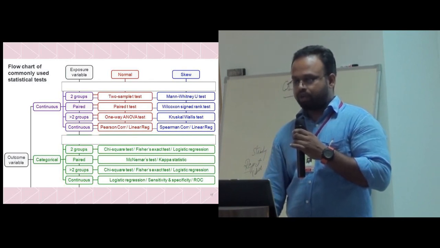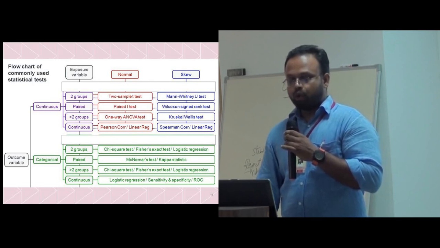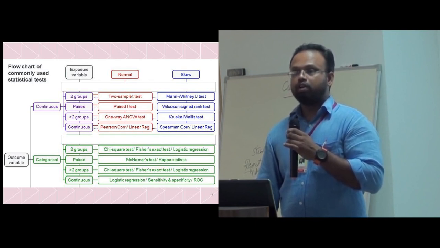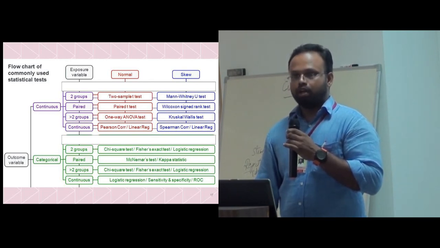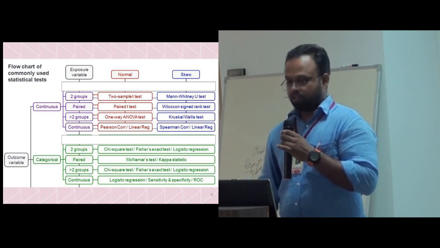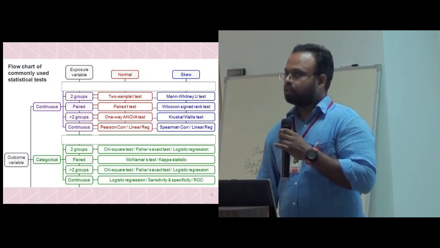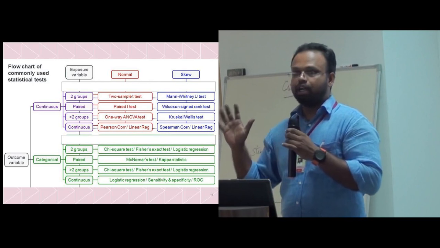Then I told about chi-square test and Fisher's exact test, logistic regression, sensitivity and specificity. Your outcome variable is categorical, diabetes present or not. Your exposure variable, suppose, is blood sugar. Predictor variable is blood sugar, outcome variable is diabetic or not. Then you should use ROC curve. Okay, that is the test of choice. Again, sensitivity and specificity are also used after categorization. So this is the ultimate glimpse of this session.